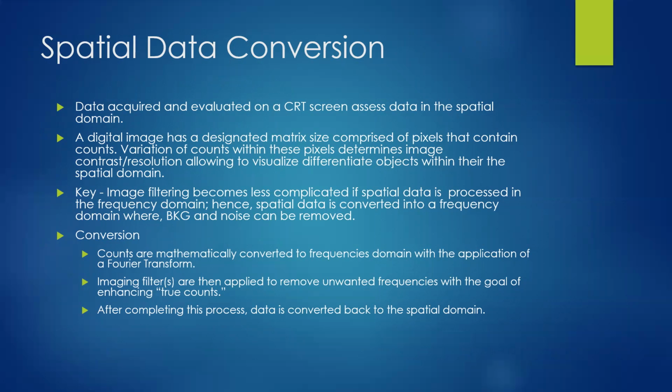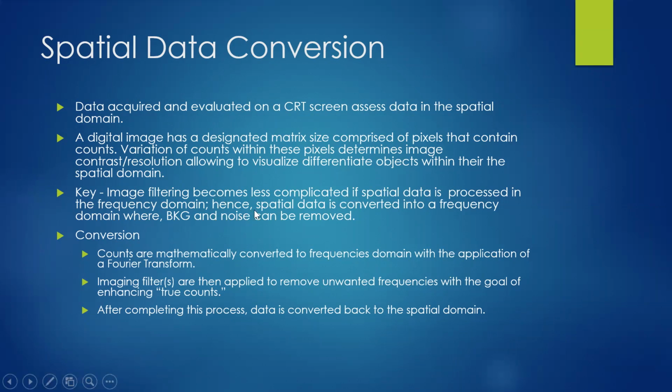This digital image is displayed to you by a matrix size. Those matrices are composed of pixels, and the variation of counts within those pixels is going to generate an appropriate contrast for you to evaluate normal looking tissue or diseased tissue based on the amount of counts collected individually. This actually gives you the contrast and resolution to be able to differentiate objects in the spatial domain.